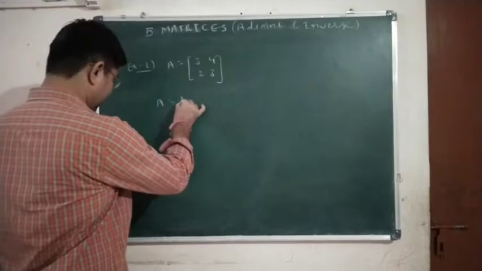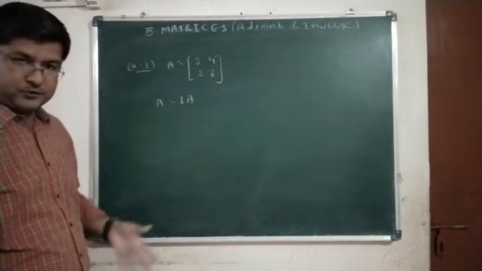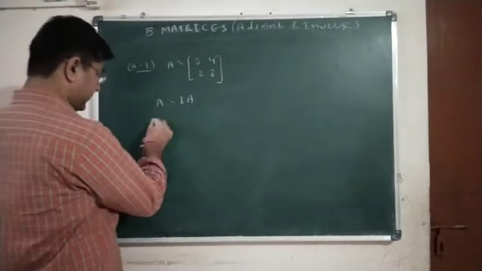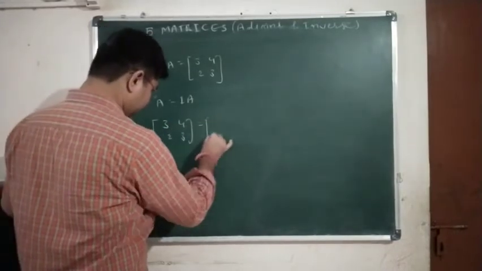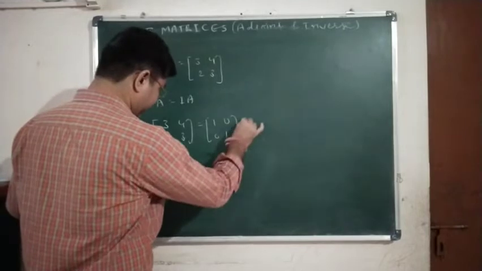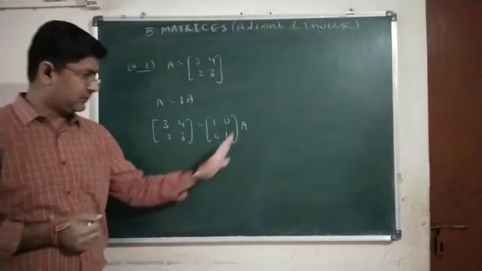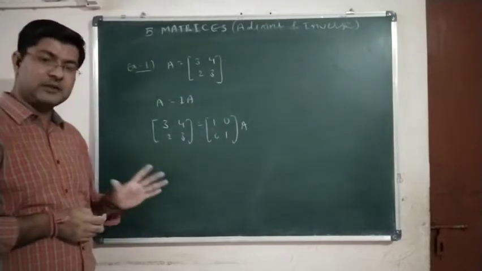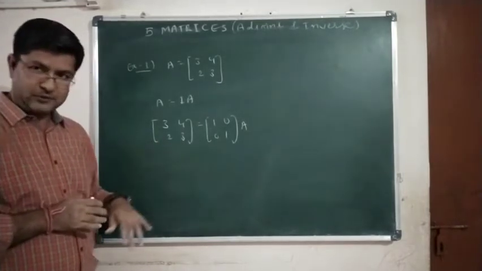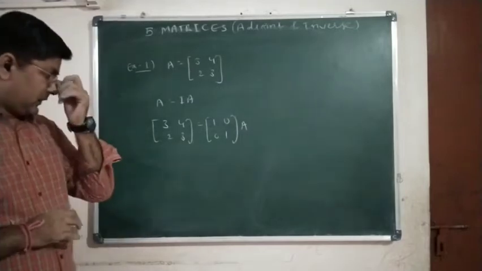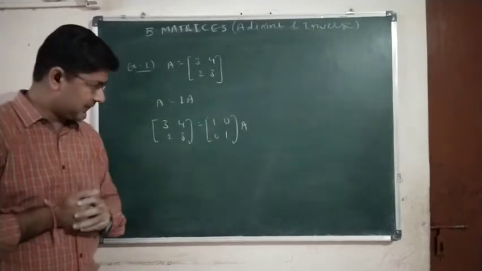So we write A is equal to IA. This is a common step in all the questions in which you are using the elementary row transformation. Okay, now matrix A, 3, 4, 2, 3, is equal to 1, 0, 0, 1 times A. Here you will keep A only. You are not going to change this. Yes or no? We have to keep it as it is. Okay, now what is the target? We have to bring the identity matrix over here, and whatever elementary row transformations we perform, we perform on both the sides. Clear?